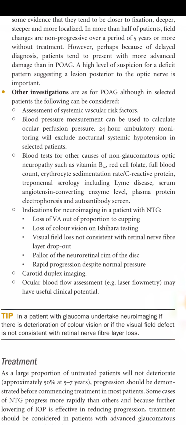So, what are the investigations that you can do? Other investigations are for NTG, although in selected patients the following can be considered: assessment of the systemic vascular risk factors. Blood pressure measurement can be used to calculate ocular perfusion pressure. 24-hour ambulatory monitoring will exclude nocturnal systemic hypotension in selected patients. So you can also do the blood pressure monitoring in this case.